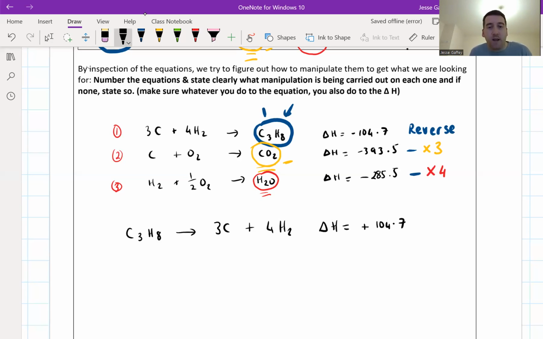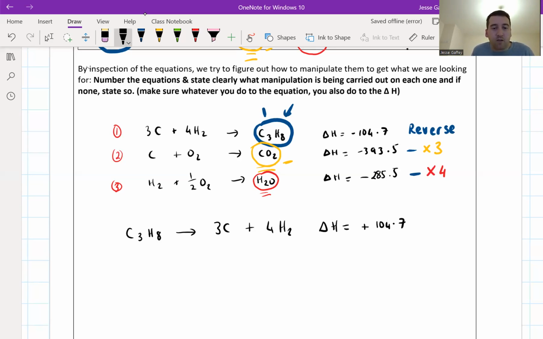So if I'm forming C3H8, it gives out heat, but if I was breaking it down into its elements again, it would take in heat. All right, hopefully you can see what I've done there: reverse the equation and change the sign. Okay, on to the next one.